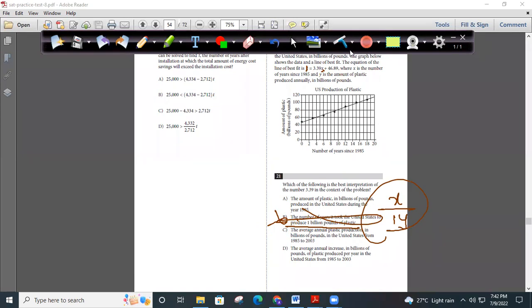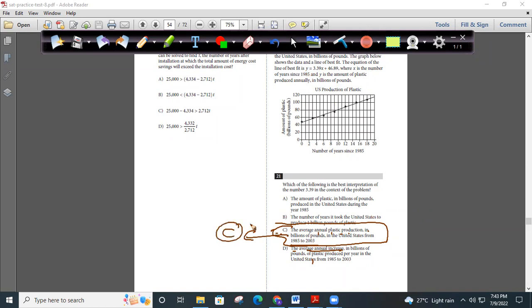Now C for Chennai: the average annual plastic production in billions of pounds in the United States from 1985. The average annual plastic production? Y stands for production from 1985 to 2003. This is not an average. Between C and D, C is the most dangerous option. When they read the option, they are very happy: yes, Venkat taught me well, I read the question well. Most of you will mark C for Chennai as the answer and think, Venkat, don't worry, I'll get 800. You already made the mistake, and you need to be very careful.